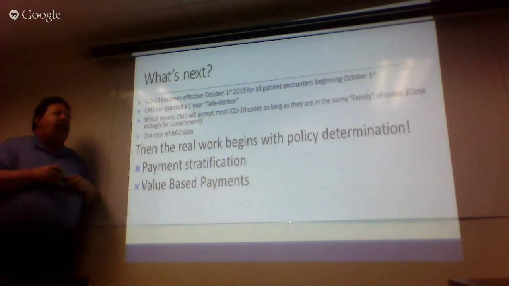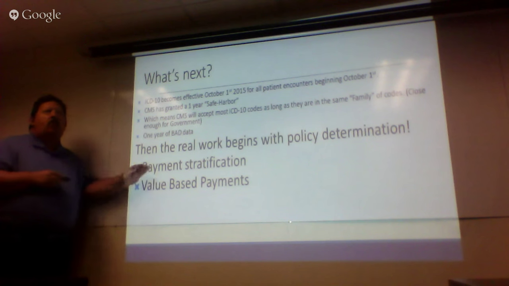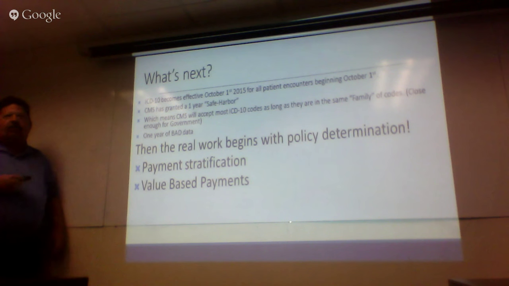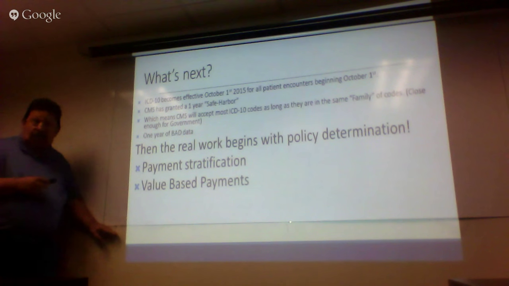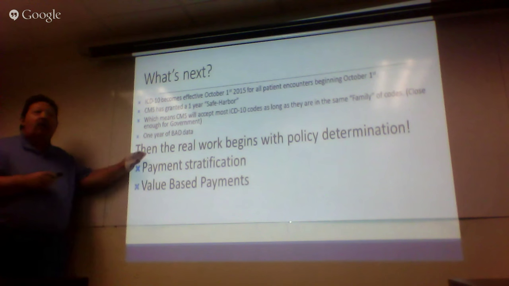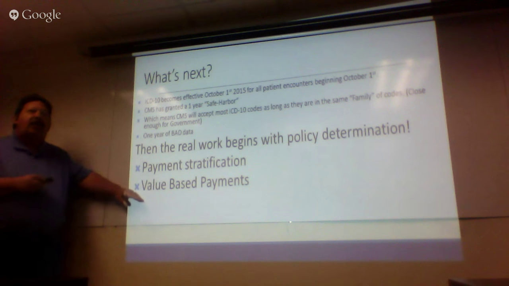So real change begins next year when we have to sit down and say, we're going to start changing the way we pay these things because you're going to get paid too much. Now we're going to stratify claims. We're going to pay you based on the diagnosis. So we're going to reduce the value of some of these or increase the value based on diagnosis. That's what this allows us to do.